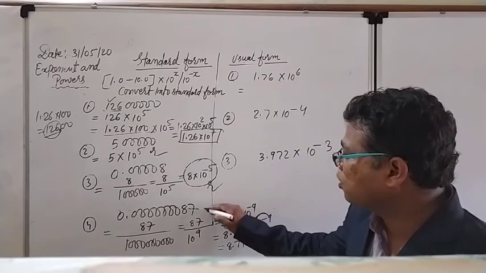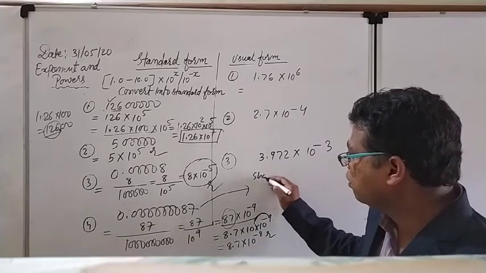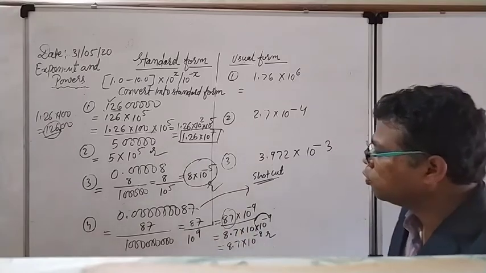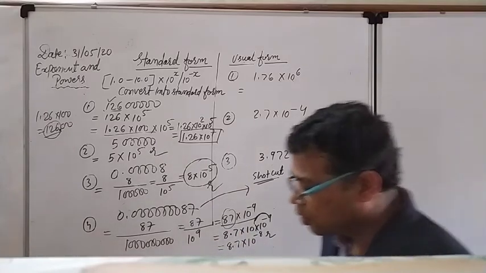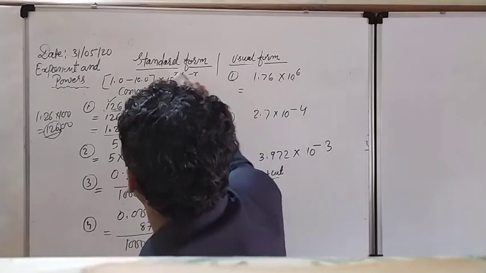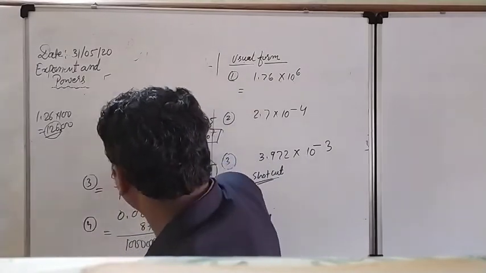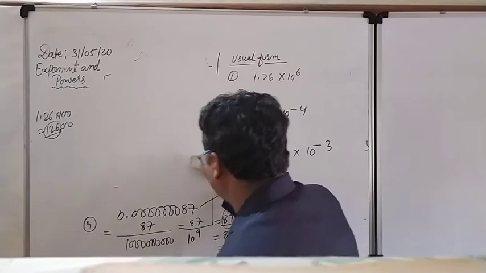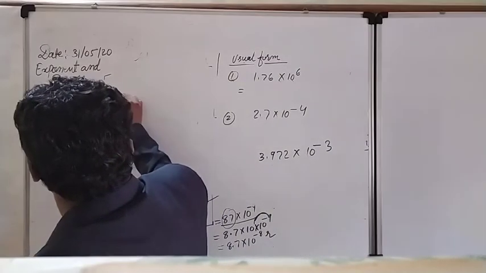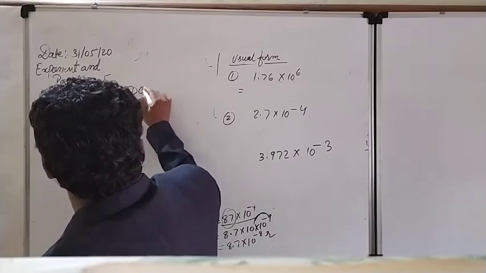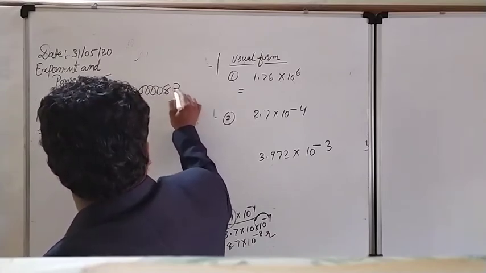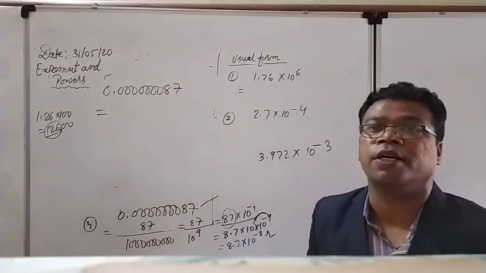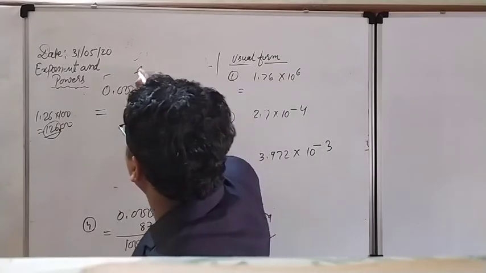But I am giving the shortcut for this particular thing. See, what is the shortcut rule? Again I am considering the same question. See this particular thing here again. 0 point, how many zeros are there? 7, and after that 87. That was the whole method, the complete method from where you can understand. But right now I am going to apply the shortcut rule.